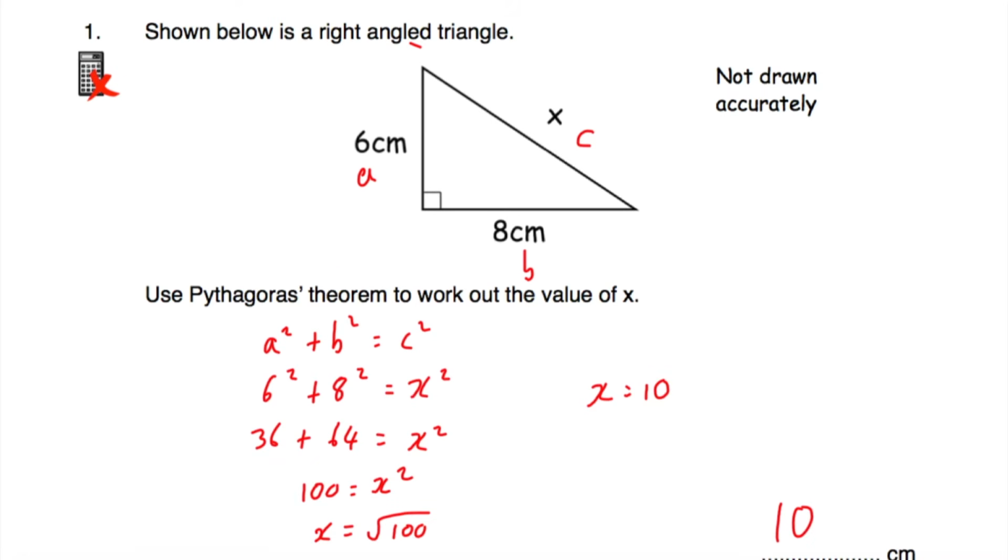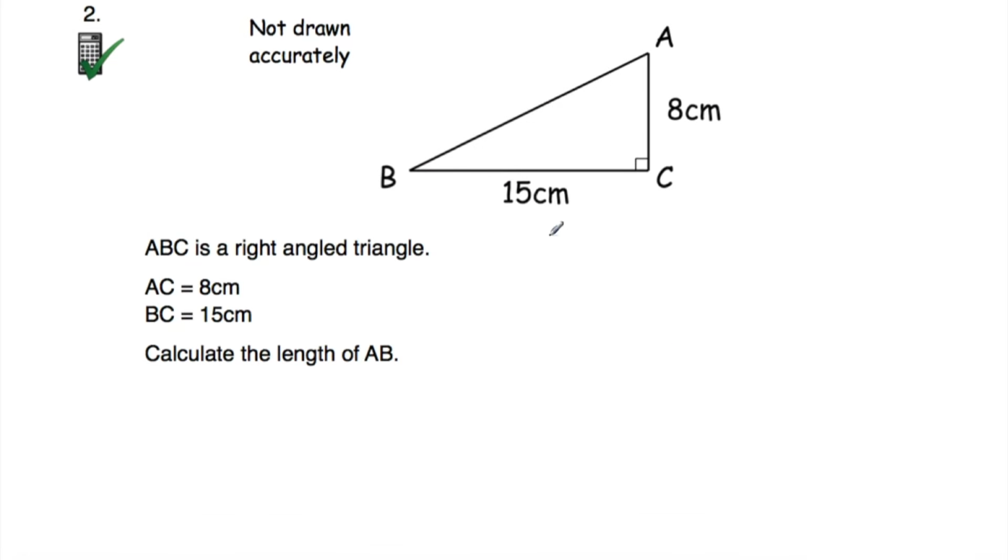Okay, let's have a look at our next question, question number 2. It's a calculator question, so that's good, we can pick up our calculator. We've got this triangle ABC, and we're told that ABC is a right angle triangle, and we can see from the right angle here that it is. And we're told that AC, the length of this side, is 8 centimeters.